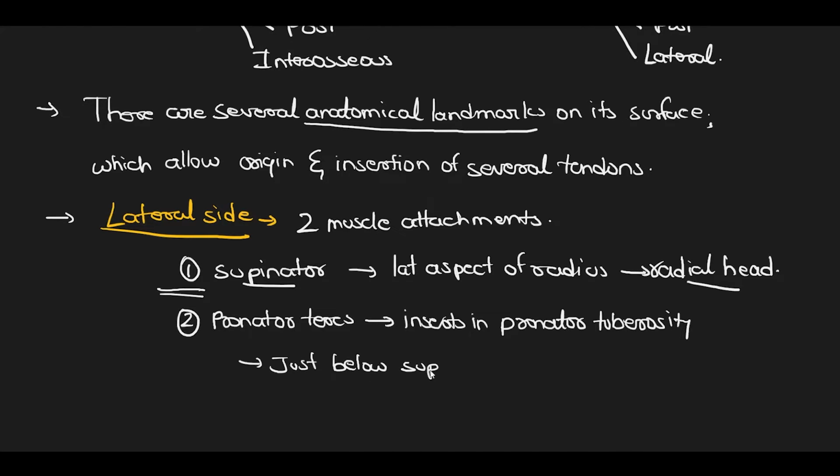Just below the supinator attachment. So where does the supinator muscle attach? It attaches in the radial head. And where does the pronator teres muscle attach? It attaches in the pronator tuberosity. So now let's talk about the medial side.